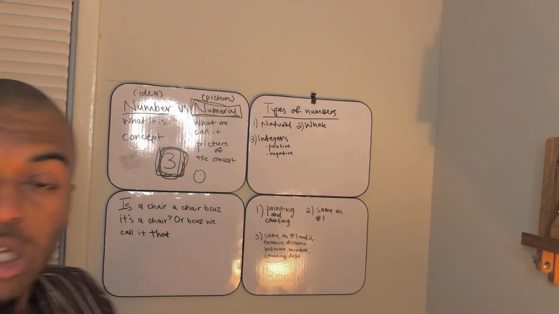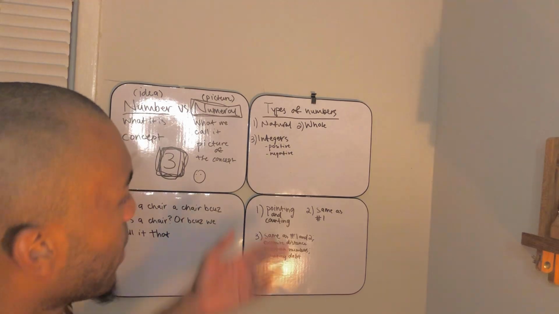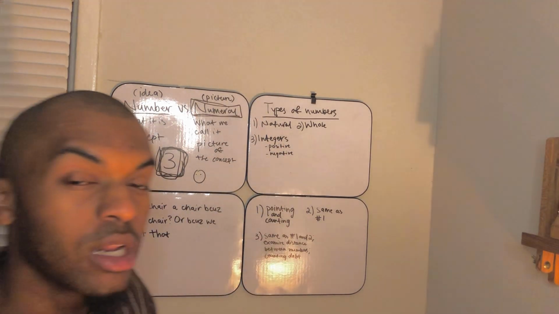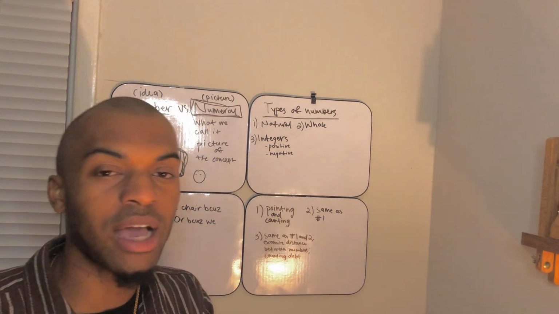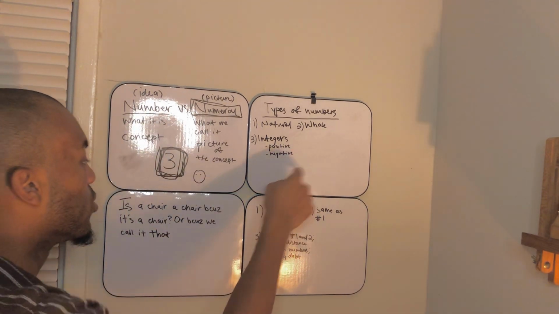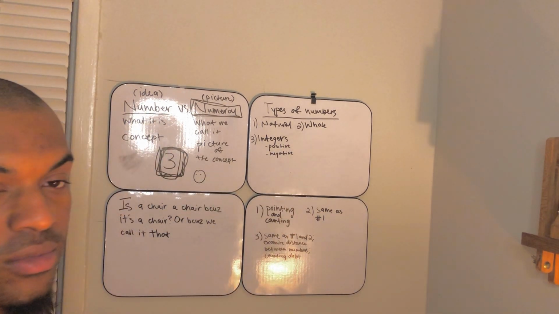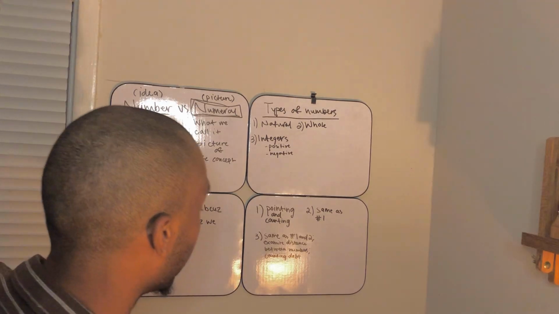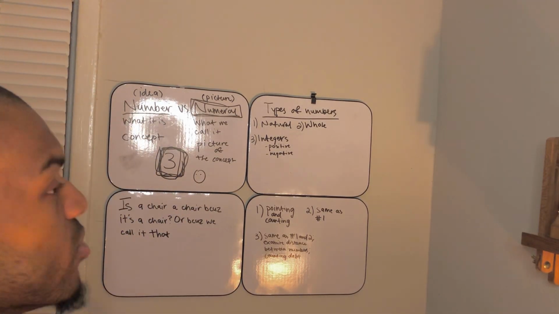Natural numbers, where do they come from? Natural numbers just come from pointing and counting. If you can point at it and count it, it's a natural number. So again, 1, 2, 3, 4, so on and so forth. 5 if you want 5, whatever.